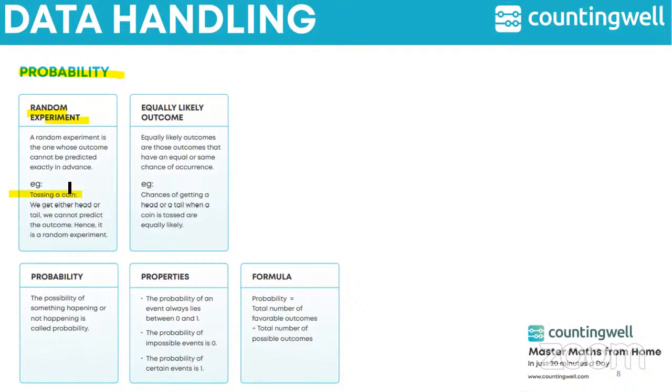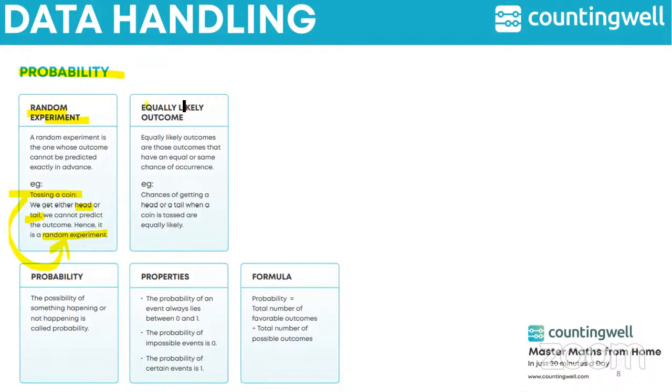Event means, here the event is getting a head or tail. And tossing a coin is nothing but a random experiment. Because after we toss a coin, it is not up to us whether head will come or tail will come. So we cannot predict the outcome. So you can have a number of random experiments and one of the experiments is given here, which is tossing a coin.